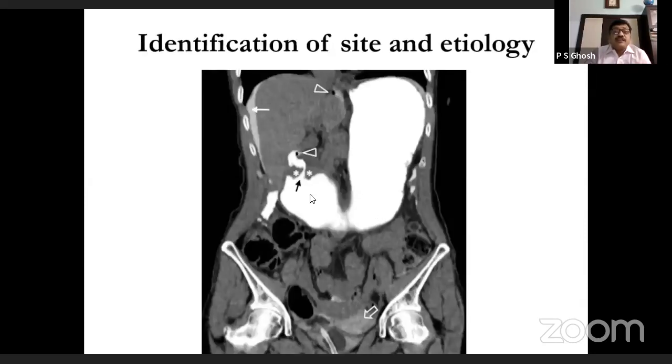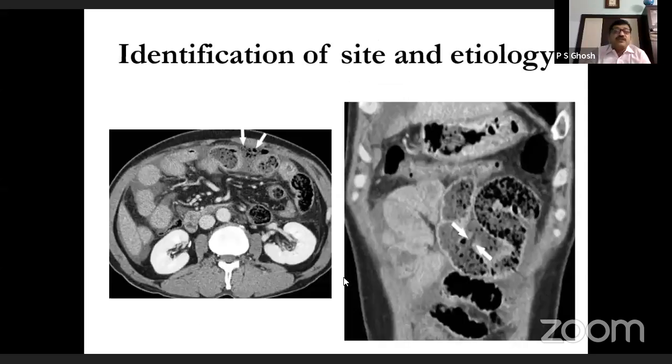Here in this schematic, there is contrast inside the stomach, and we can see the thickening of the duodenal wall. At the same time, we can see the diluted contrast in the perihepatic area, as well as the free gas. We can even notice some amount of contrast in the pelvis. So the diagnosis is very clear.